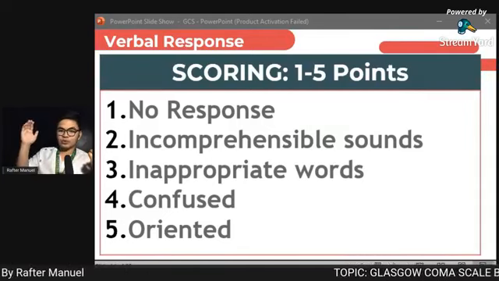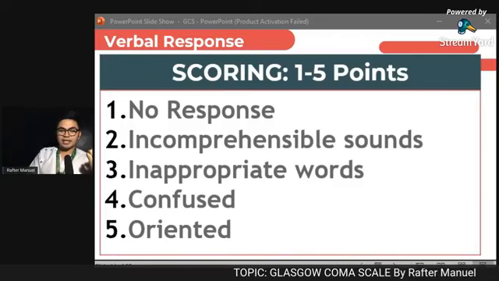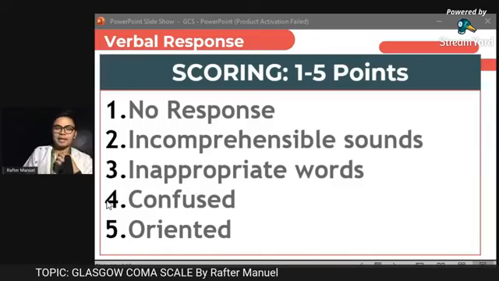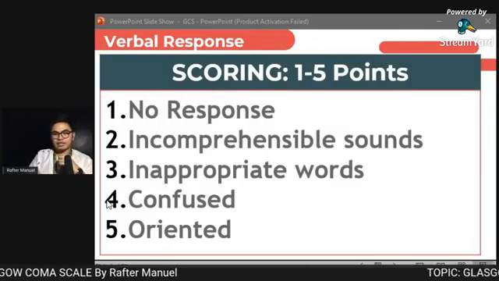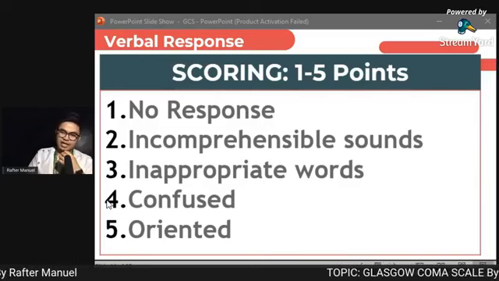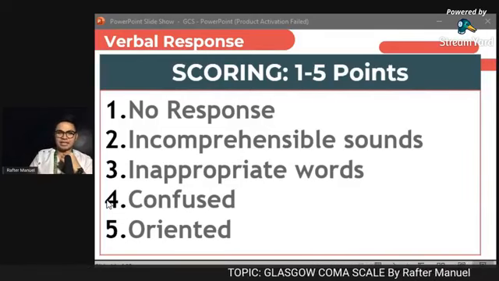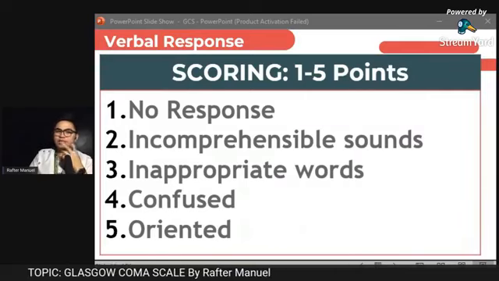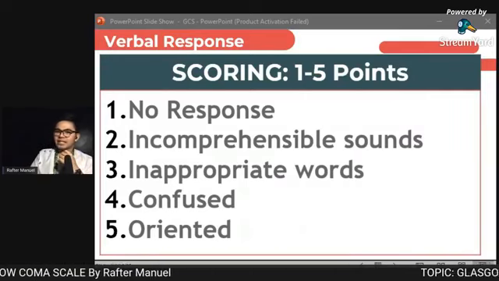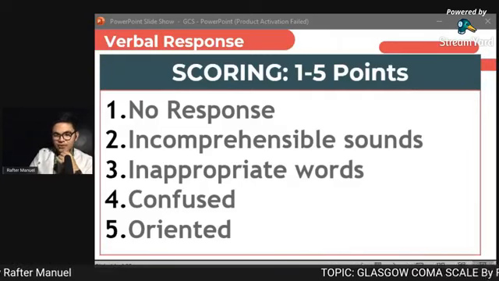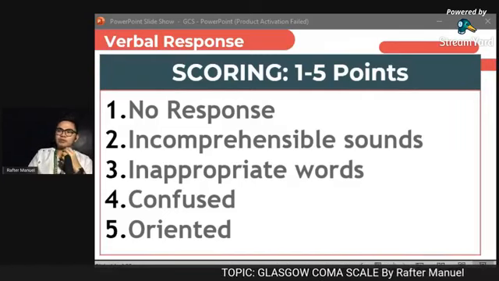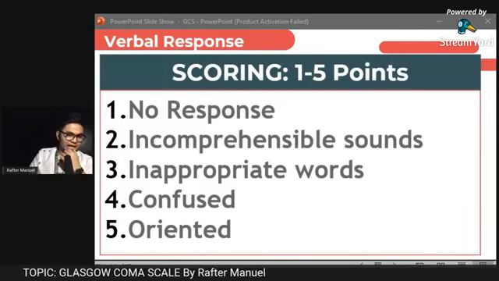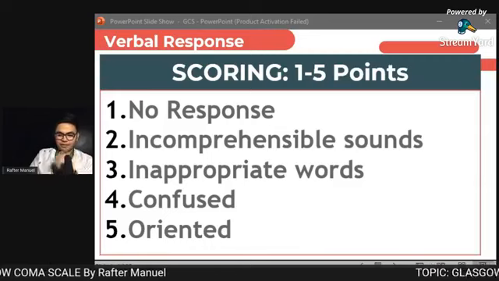Again, let's go below. Inappropriate words. This is 3 points. A patient who is unable to participate in normal conversation is responding randomly or using exclamatory articulated speech, for example. You would ask the patient, "Sir, how are you?" And then the patient gives you a response where you do not even understand the words he is using. Inappropriate words.